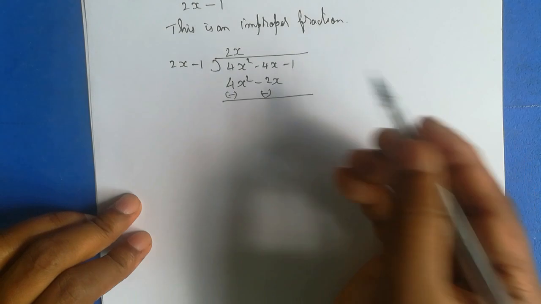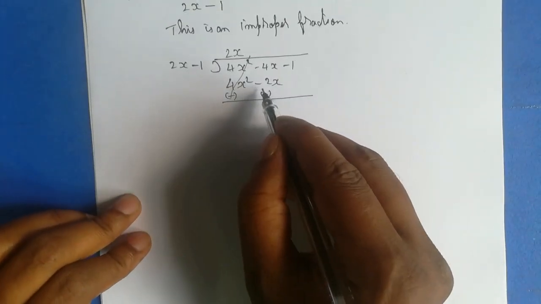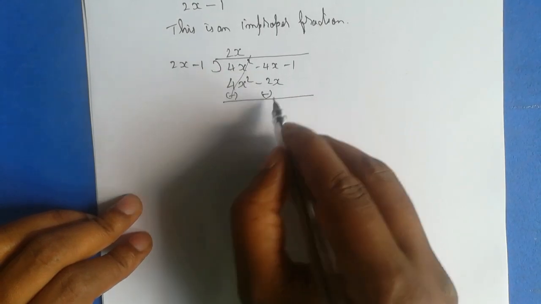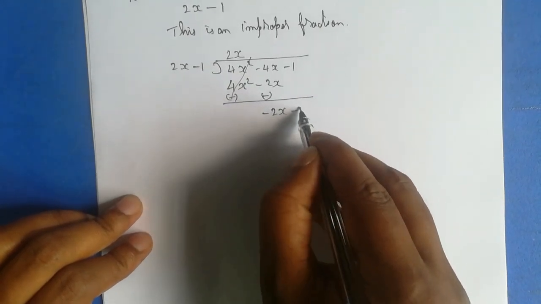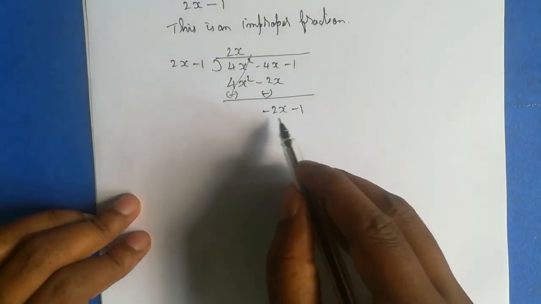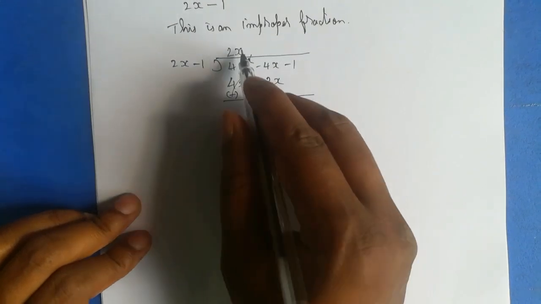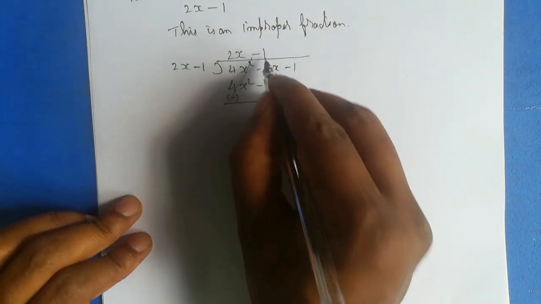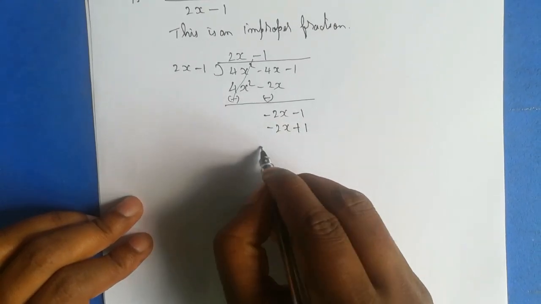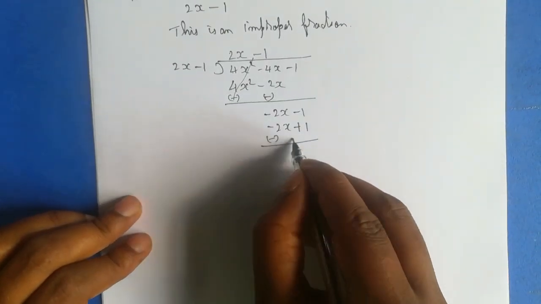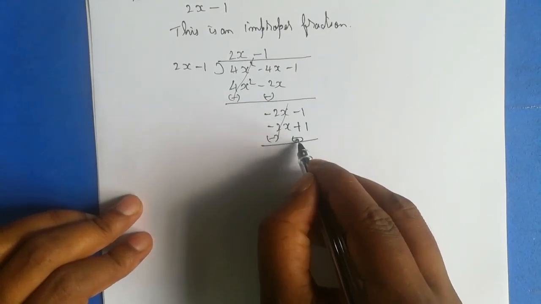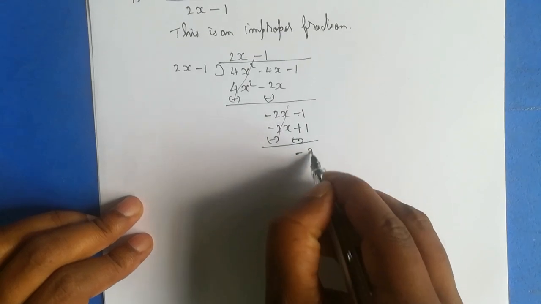Multiply by minus sign. This will get cancelled. Minus into minus is plus. Minus 4 plus 2, minus 2x, bring this minus 1 down. Now to get the same term, we'll put minus 1. Minus 2x, minus into minus is plus. Multiply throughout by minus sign. This will get cancelled. Plus into minus is minus. Minus 1, minus 1 is minus 2.